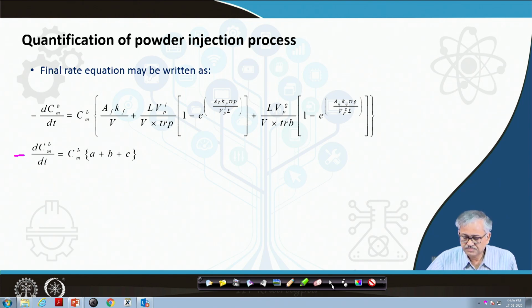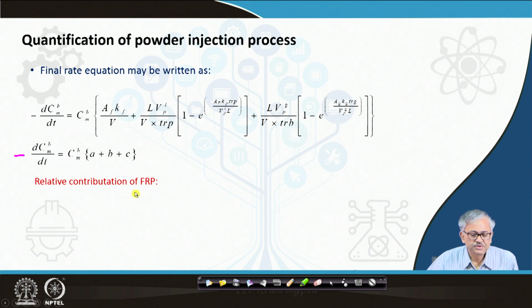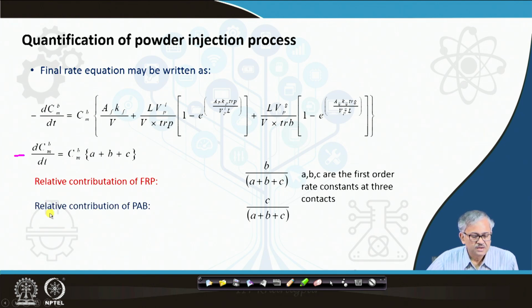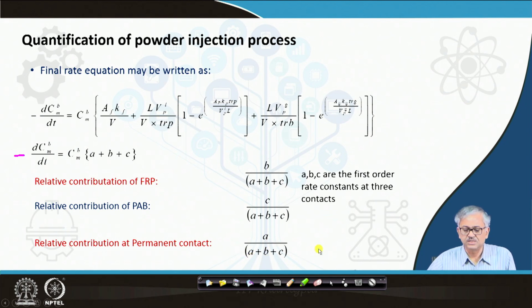Now the relative contribution of the free rising particle we can write simply like this: B by A plus B plus C. Then the relative contribution of the particle attached to the free rising bubble is C by A plus B plus C, and similarly the relative contribution of the permanent contact will be given by A by A plus B plus C. So if we can calculate the rate constants at the permanent contact, the free rising particle and the free rising bubble interface, the particle attached with the bubble, then I can get the relative contributions of the FRP, PAB and the permanent contact.